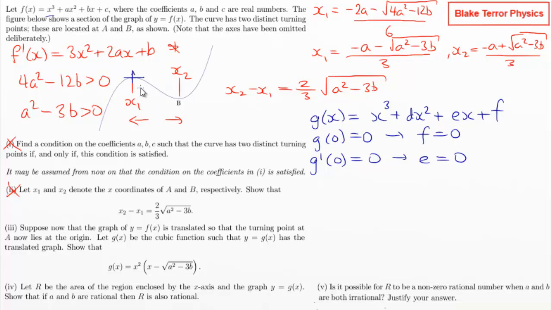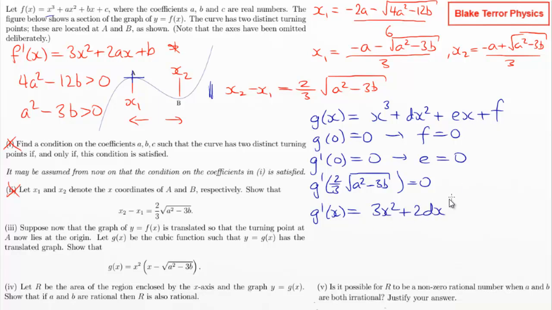So that is the gradient at b, that's why we worked out x2 minus x1. Okay, so g dash of 2/3 of the square root of a squared minus 3b is also equal to 0. Right, so we need g dash then. That means g dash of x is 3x squared plus 2dx. We know that e and f are 0, so we can ignore all of that. So we'd have to plug that in.